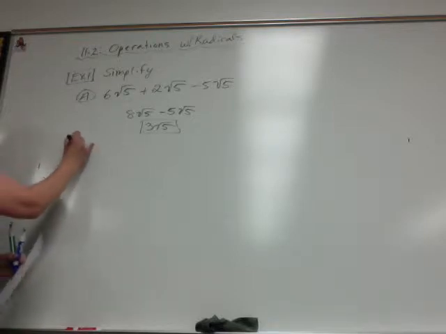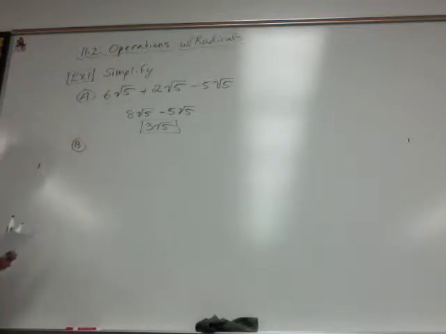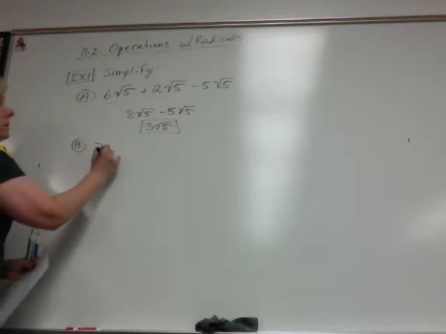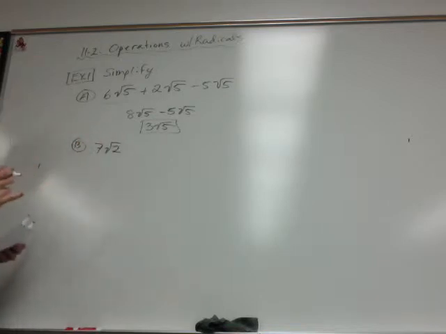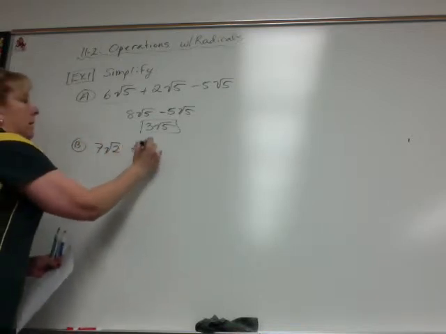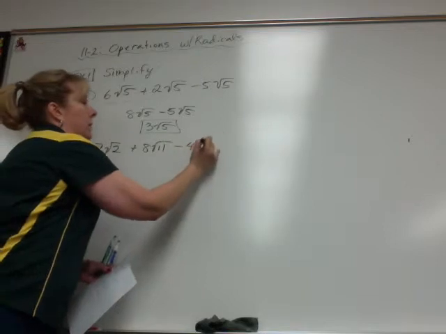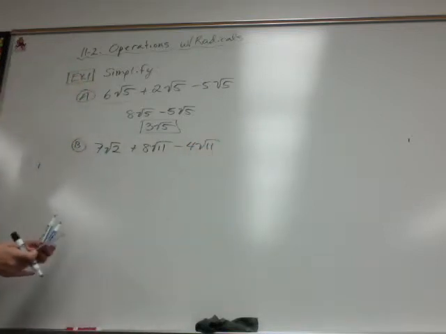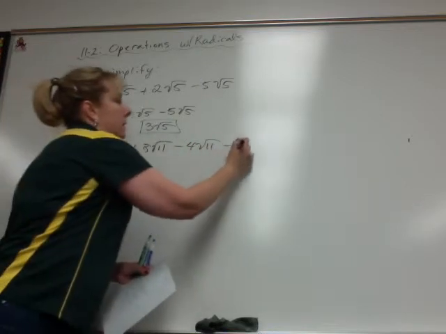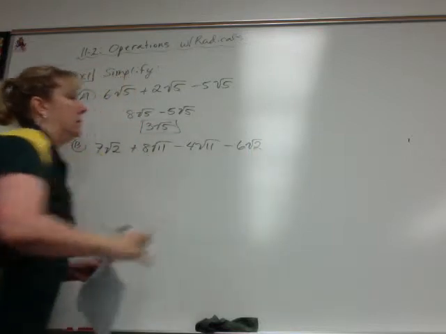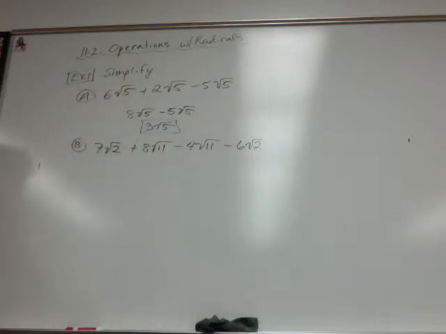So try this one on your own. 7 radical 2 plus 8 radical 11. Are those like radicals? Nope. Minus 4 rad 11, and then minus 6 radical 2. So simplify that on your own.